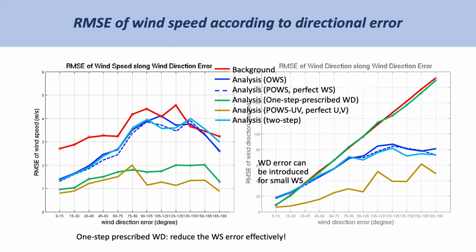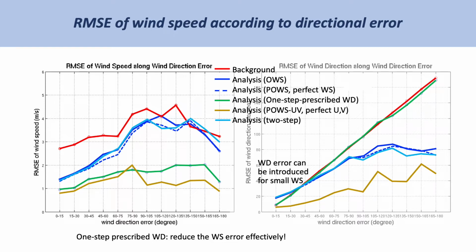Now let's look at the mean square error of wind speed and the wind direction grouped by wind direction error. The red line here is the background error. And the blue line is the analysis error from the original experiment of OWS, which assimilates ocean surface wind speed. So first, let's focus on the green line here, which uses the prescribed wind direction. So you can see that with the prescribed wind direction, the wind speed error can be reduced effectively, and it is less sensitive to the amplitude of the wind direction error.